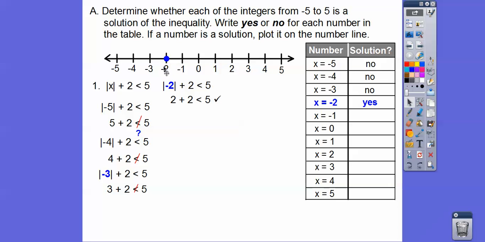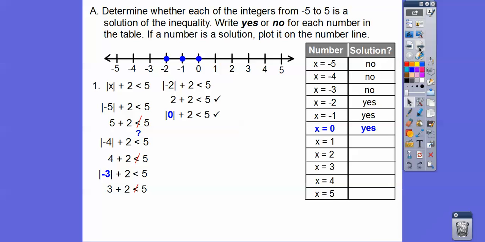It said if it is a solution, then plot it on the number line. So there it is plotted. Now I skipped -1, I noticed that, but -1 is a yes. Let's mentally plug it in. The absolute value of -1 is 1, 1 plus 2 is 3, and that's less than 5. So I did plot it, but for whatever reason, I didn't fill it in. I skipped it. So here's 0.